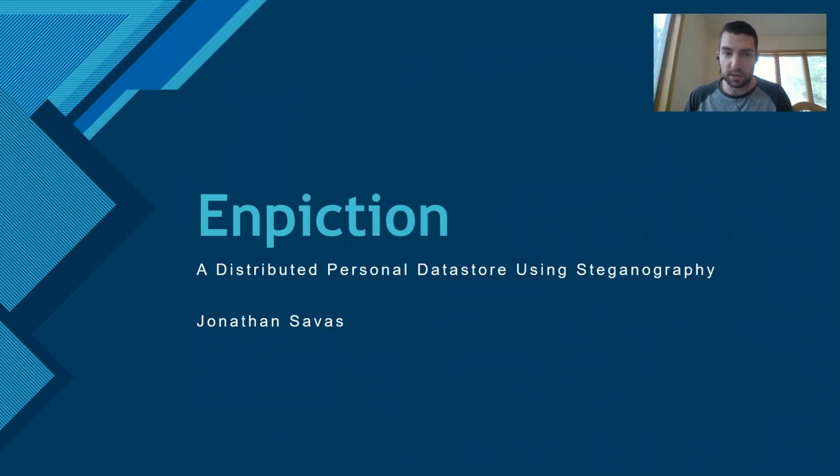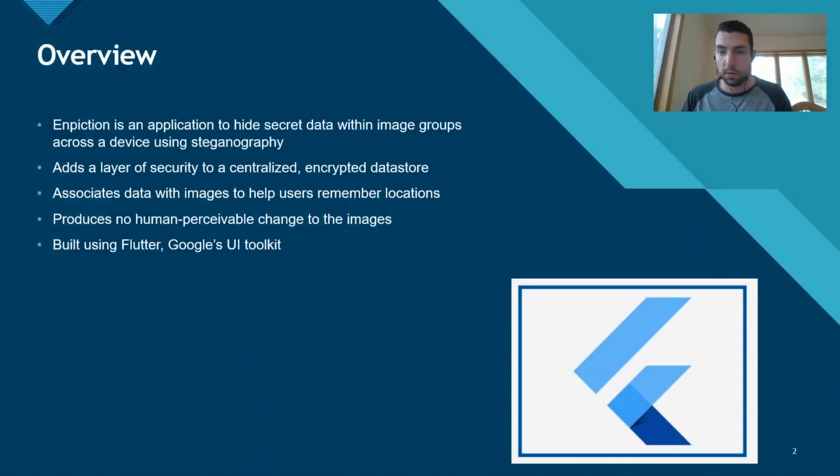Hi, my name is Jonathan Savis, and today I'll be presenting the Enpiction application. Enpiction is an app to hide secret data across groups of images using steganography. This adds a layer of security over a centralized data store, such as a mobile device password manager.